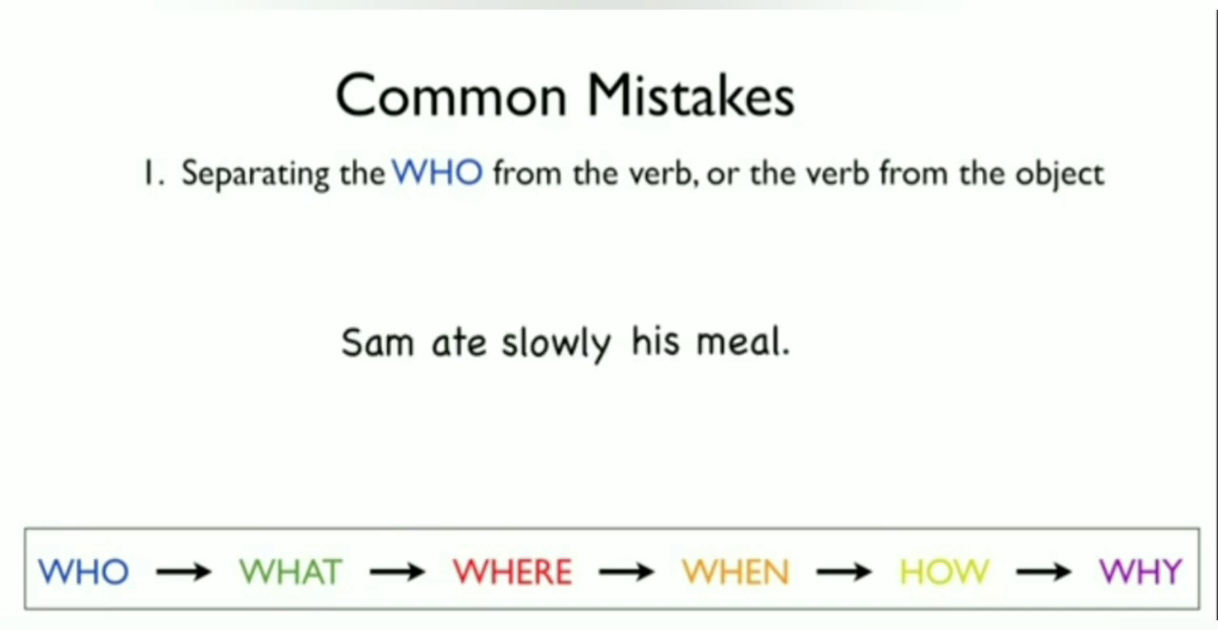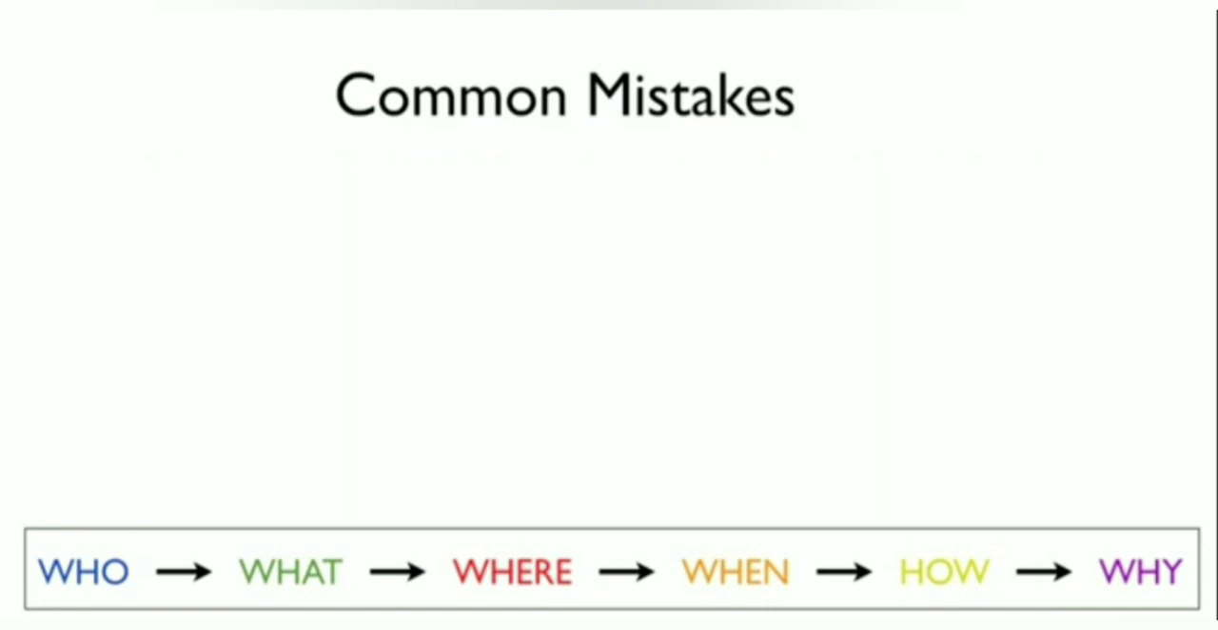Next example is: Sam ate slowly his meal. Here, Sam is who, ate is what he did, his meal is also what, and slowly defines how. The order is unnatural. We have to construct the sentence as: Sam ate his meal slowly. This is the correct structure.